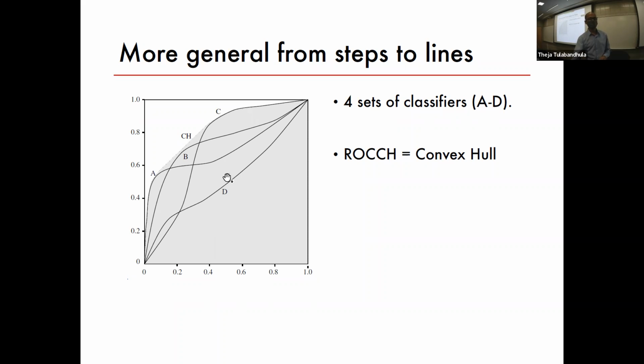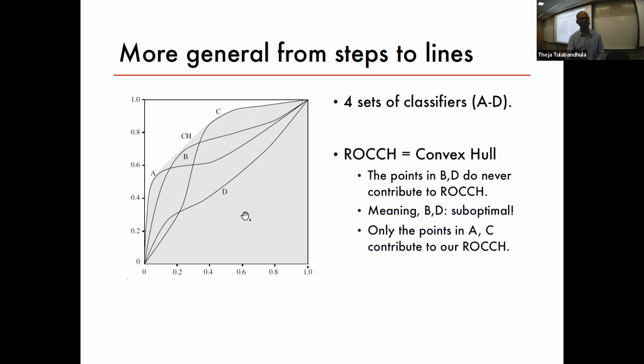So why are we looking at that? The idea is that if you look at the convex hull, the curves B and D are not contributing ever to this convex hull. The other boundaries are not interesting, because this boundary is where all the curves are. So B and D are not touching the curve.